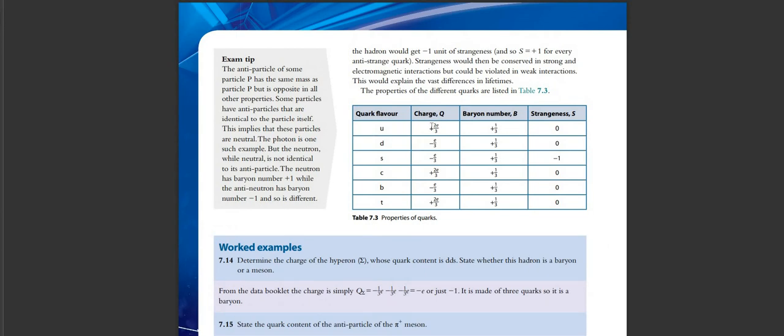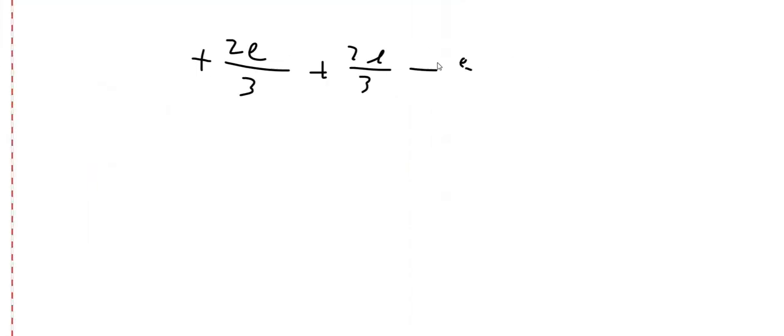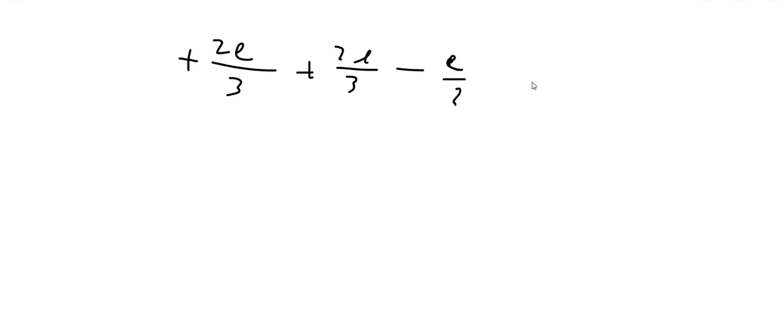If you have two up quarks, each has a charge of 2e by 3, so 2 times 2e by 3, plus minus e by 3. Now if we sum up all these charges, that's from the first up quark, that's from the second up quark, and that's from the down quark. Was it a down quark? Yeah, it was a down quark. Minus e by 3. If you sum this up, you will get the charge of plus e, which is exactly the proton charge.